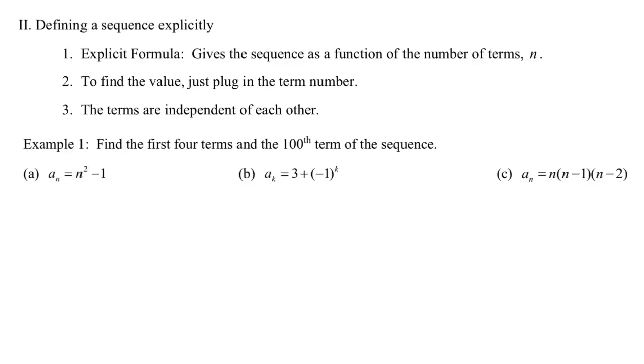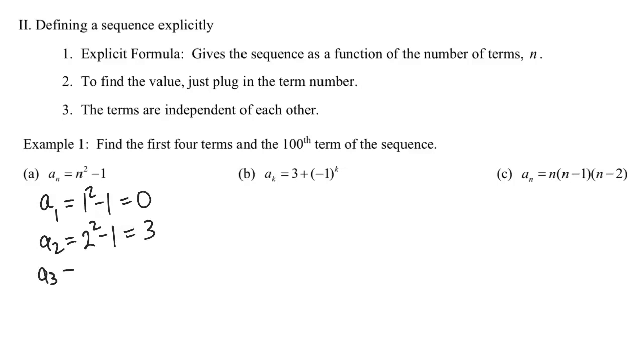And so if I start with letter A, if I want to find the first term, that's going to be a sub 1. And to find that, I'm just going to replace n with a 1. And so 1 squared minus 1 will give me 0. If I want the second term, I'm just going to replace n with 2. And so 2 squared minus 1 is going to give me 3.